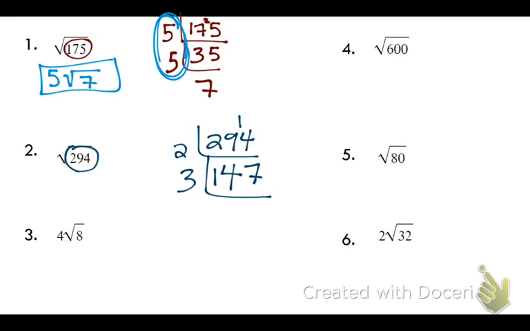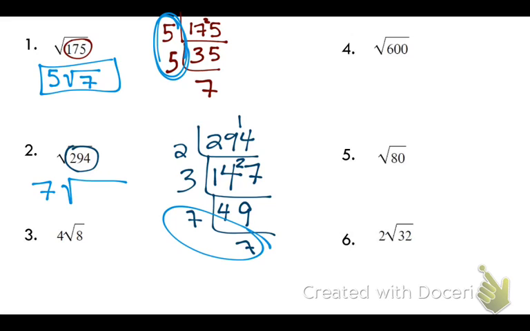How many times does 3 go into 14? 4 with 2 left over. How many times does 3 go into 27? 9. All right, and then what goes into 49? 7. 7 times. It's a good day. So do we have any pairs? 7. So the 7 comes out. And then we have 2 and 3 left. What do you think we do with the 2 and the 3? We multiply them when we leave them under. So 7 square root of 6.